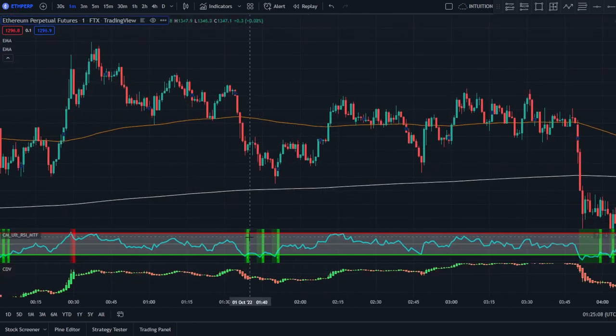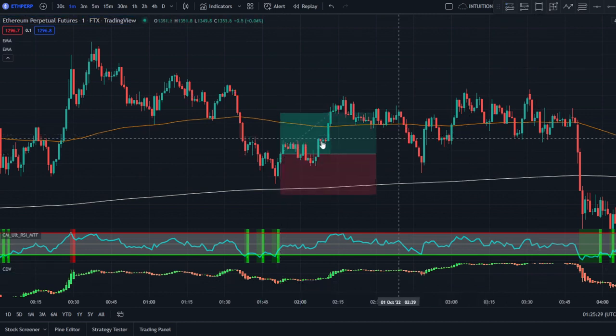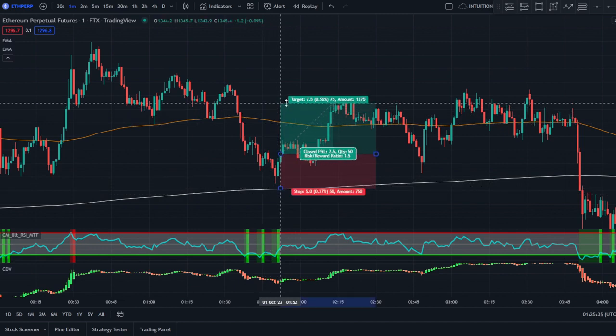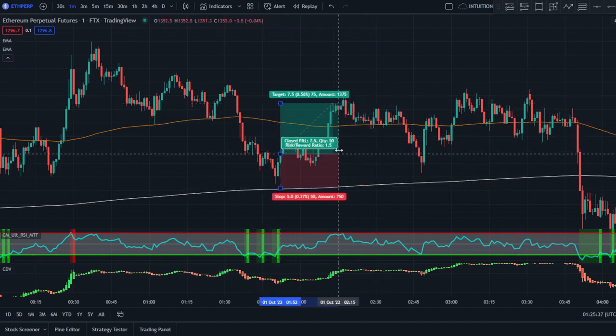Right here we have a bright green signal, but however the candle after that on the CDV indicator is red, so we'll not take that. Same thing here, we have a bright green signal, but the next candle after that is red in color. But here we have a bright green signal, and the candle next to that is a green color, so we'll be taking that position. Right here you can see we'll take that position. Stop loss will be below the recent swing low, and you take a 1.5:1. So that is a valid trade.